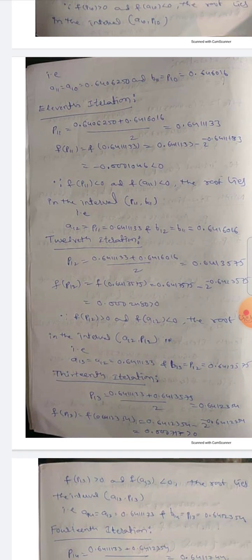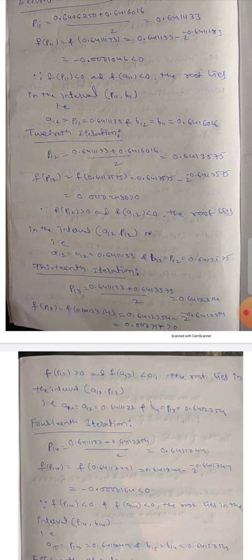Since f of P11 is less than 0 and f of A11 is less than 0, the root lies in the interval P11 comma B11. That is A12 is equal to P11 value, 0.641113. B12 is equal to B11 is equal to 0.6416016. 12th iteration. P12 is equal to 0.641113 plus 0.641016 by 2 is equal to 0.6413575.